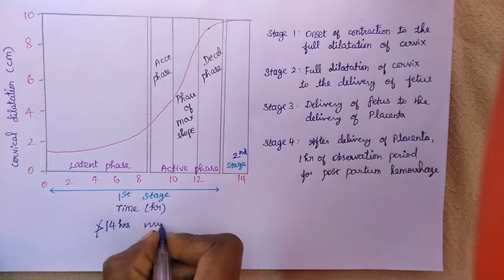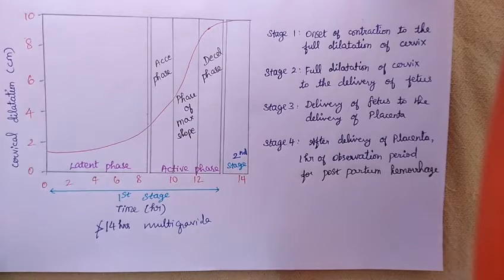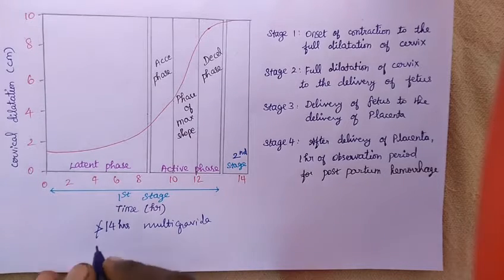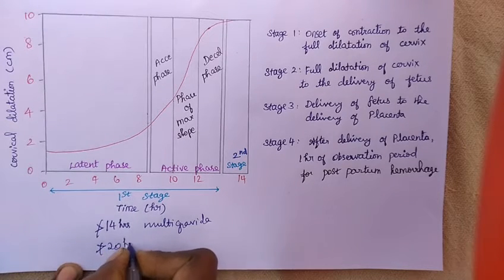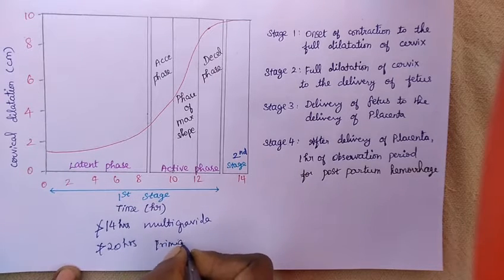in multigravida, and the latent phase should never be more than 20 hours in primigravida.